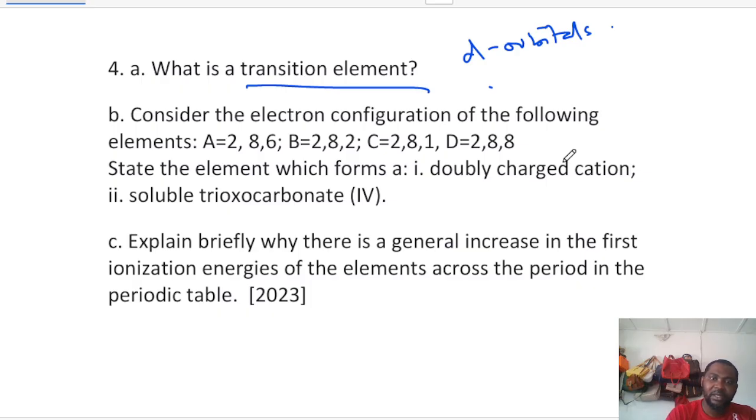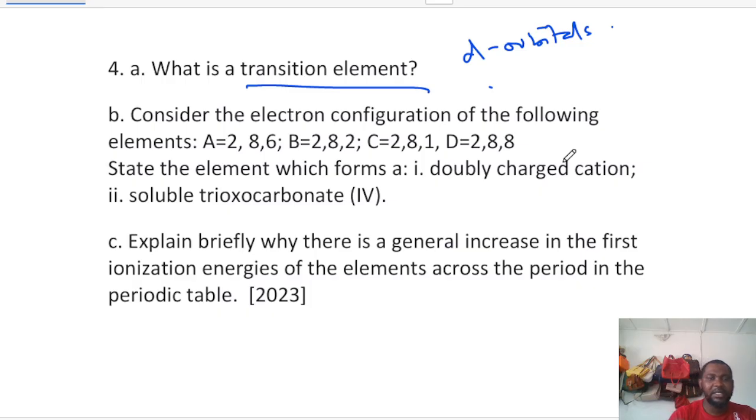Another property of transition metals is that they have multiple oxidation states. That's one way to know them. You can see something like manganese can be +2, +3, +4, +7, and so on. So that's another property of transition elements. This is how you define this. I hope that makes sense.